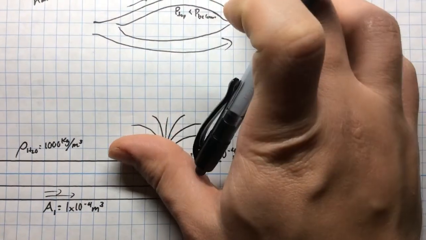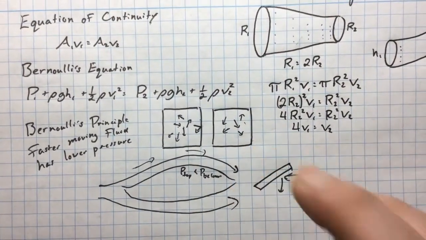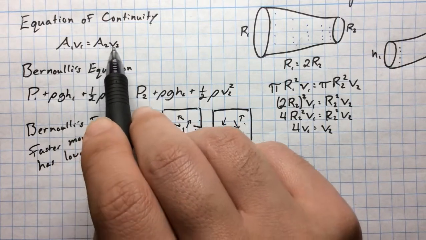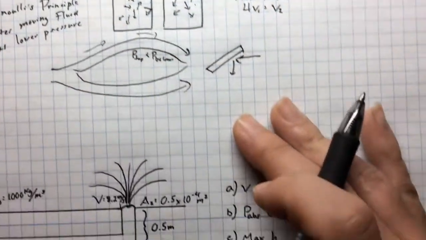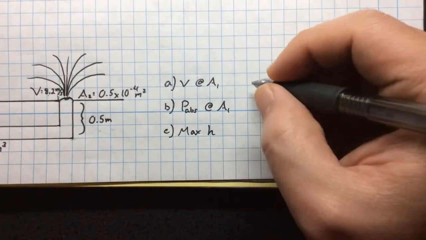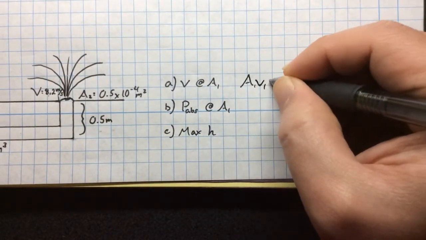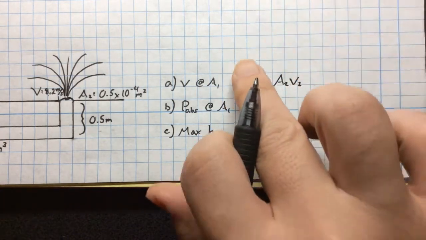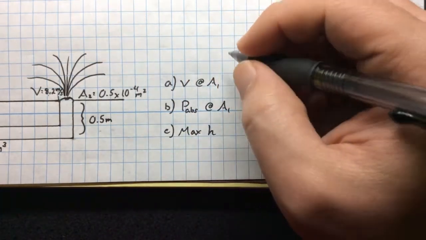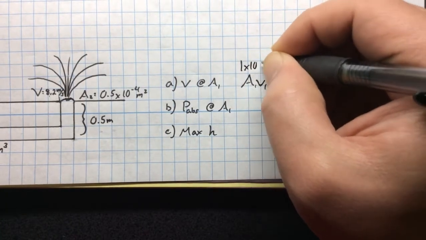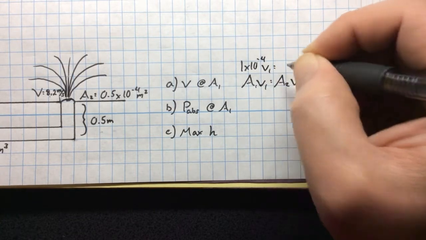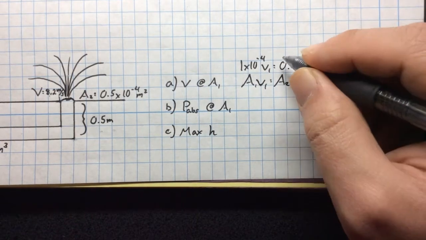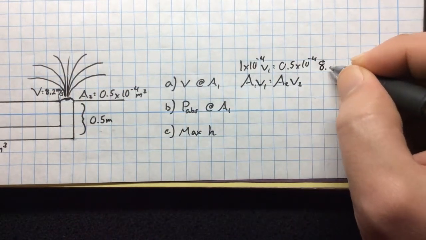So looking over here, back to our equations, if we want to define the velocity at point A, or A1, we know the area of A1, we know the area of A2, we also know the velocity of the exit. So we're going to use the equation of continuity here for this first part. The equation of continuity would say that the area times the velocity is equal to the area times the velocity of the second point. The area of the bottom, A1, is going to be 1 times 10 to the negative fourth. The velocity is what we want. The area secondary is going to be 0.5, half that, times 10 to the negative fourth. Those should cancel out. And the exit velocity is going to be 8.2.